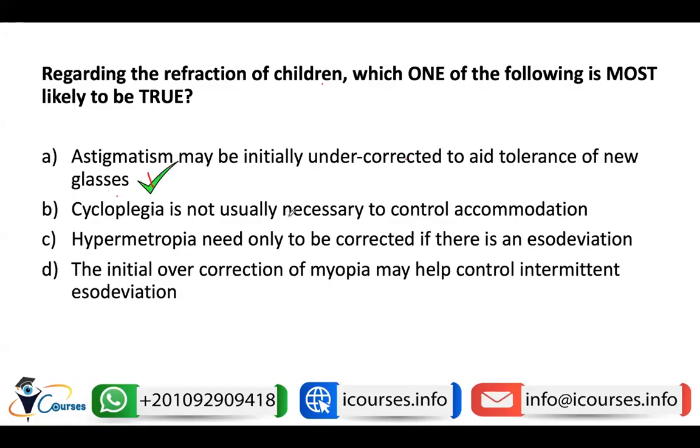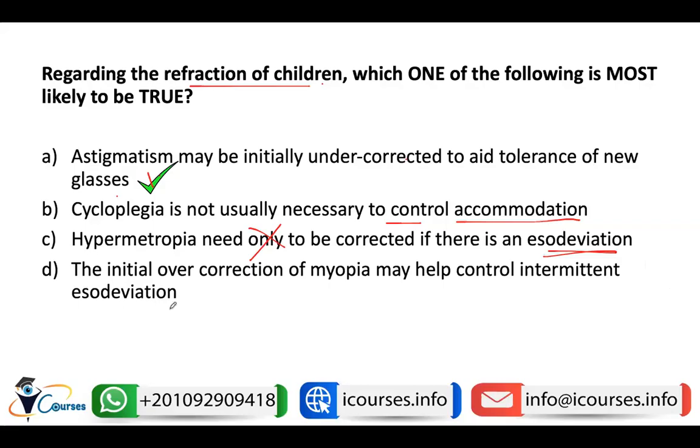Cycloplegia is in most occasions required for refraction of children, in order to know how much accommodation the patient exerts. Hypermetropia needs to be corrected if there is esotropia or esodeviation. This is correct, but this is not the only condition, as patients also complaining of headache should also be corrected for hypermetropia.